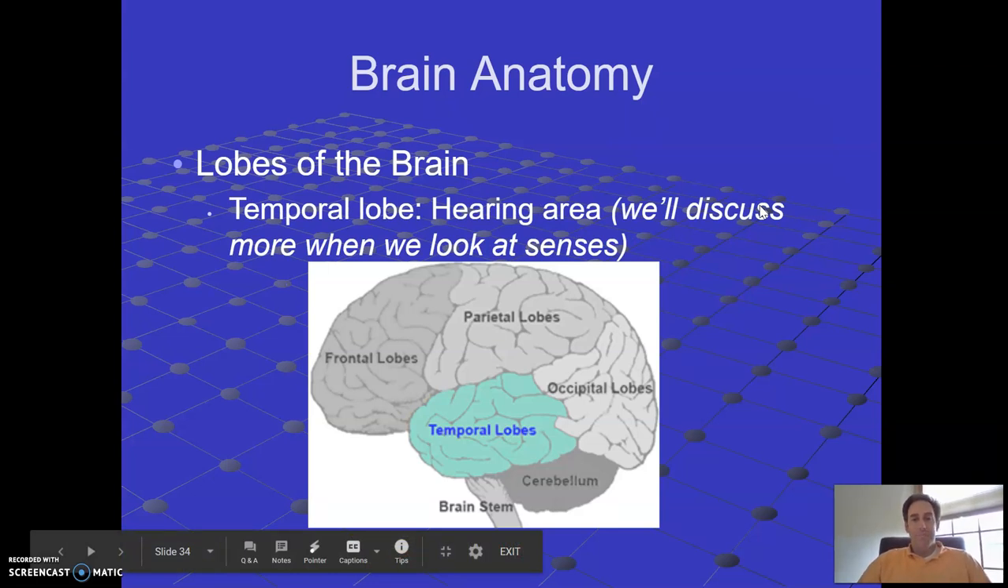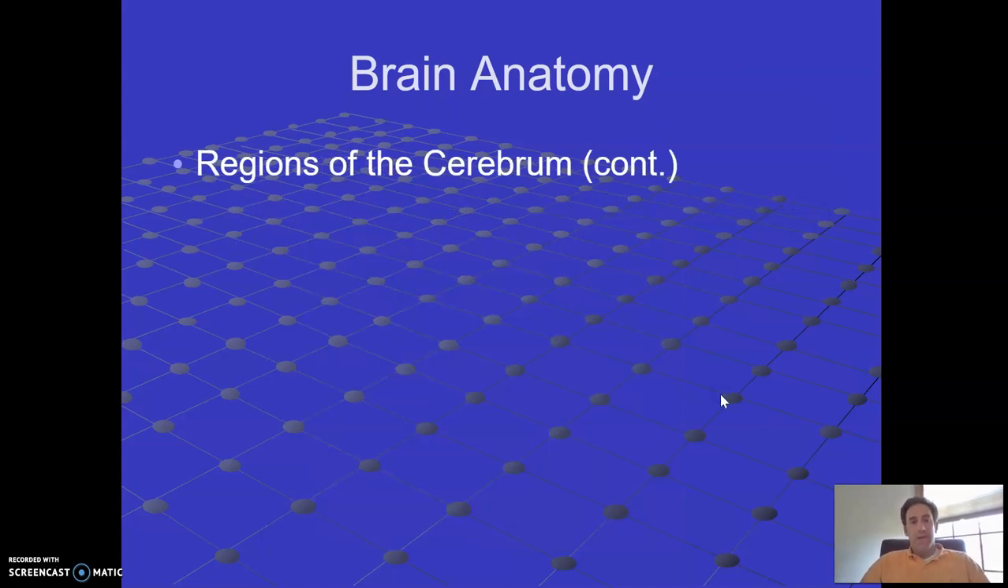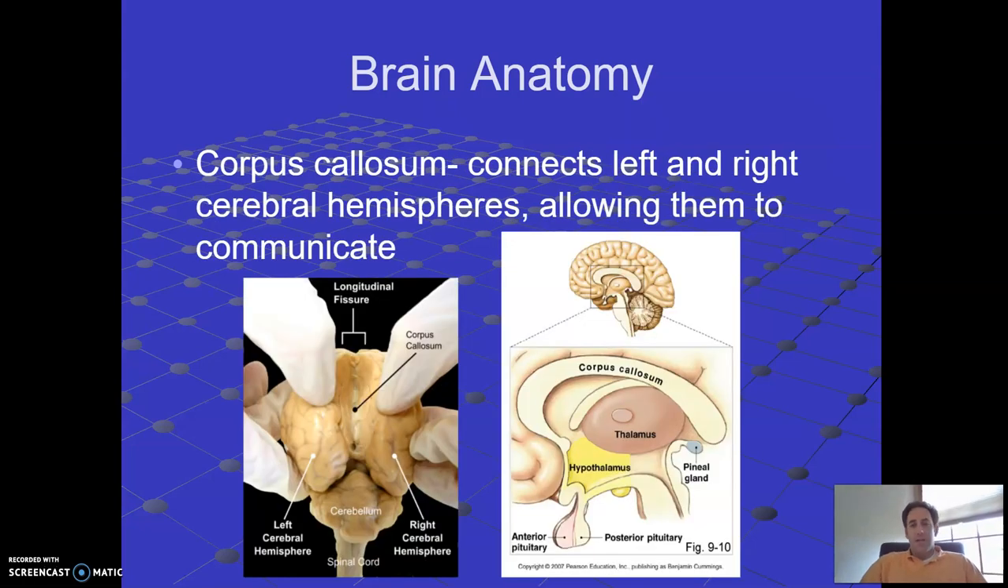Next, we have the temporal lobe. This is involved in processing hearing, which we'll discuss more in our next unit. And then the occipital lobe is in back, and that we'll deal with when we discuss vision. So those are the four major areas: frontal, parietal, occipital in back, and temporal on the sides. But then there are other regions.